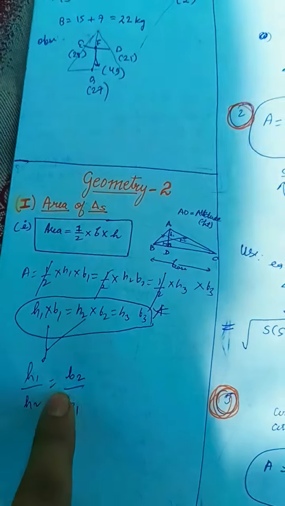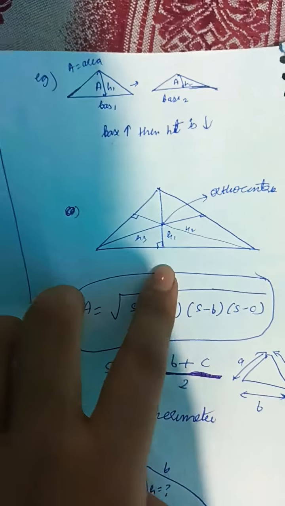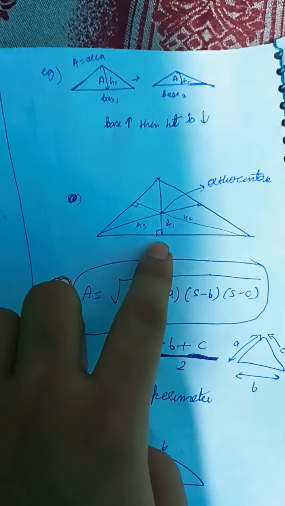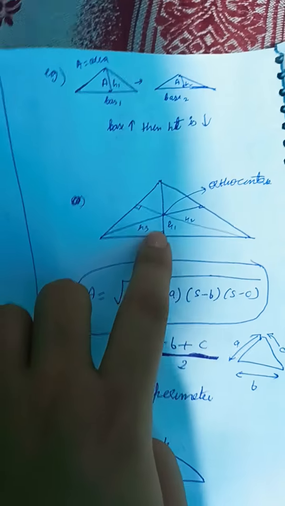So h1 by h2 is equal to b2 by b1. The greater the base, the lesser will be the height. Now the orthocenter is basically the intersection of the different heights.